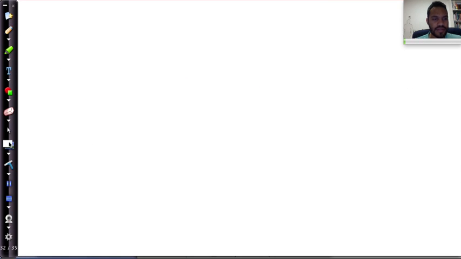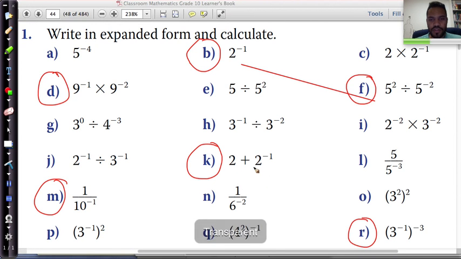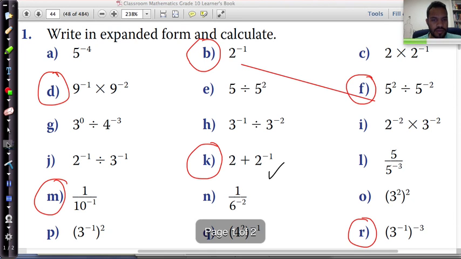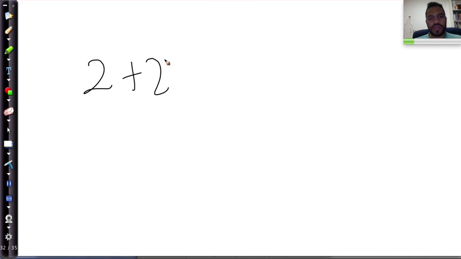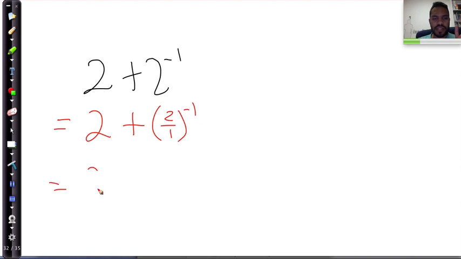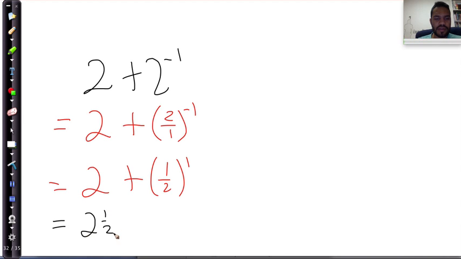Let's look at the next question. 2 plus 2 to the minus 1. Well, there's no law of exponents here. We simply have to work it out. That's just 2. And this thing over here, remember, 2 over 1 to the negative 1, I'm going to simplify that: flip this, make the exponent positive, and then I get 2.5. And there's my solution.